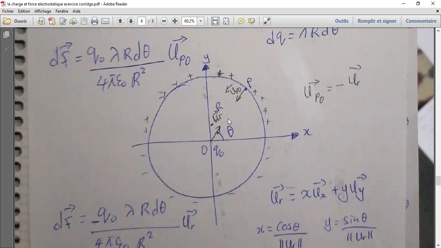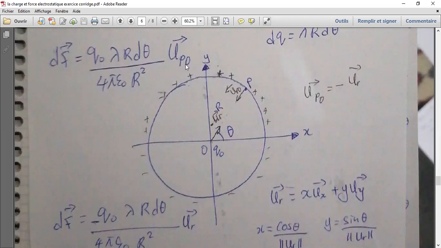So you know that the charge on P here is the one which is causing the force on charge Q0, which is on O here. So you know that this vector is moving from P to O. That's why I've said that it's vector PO. This is the vector which I have represented here.